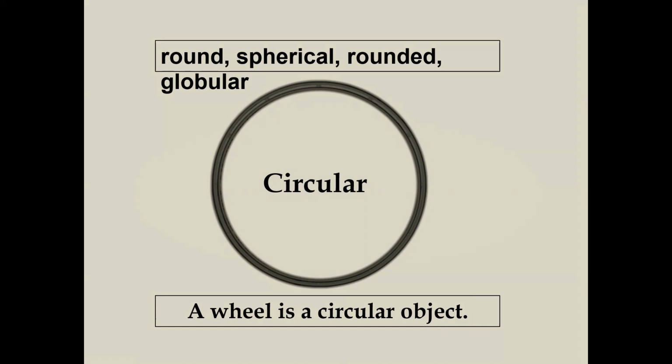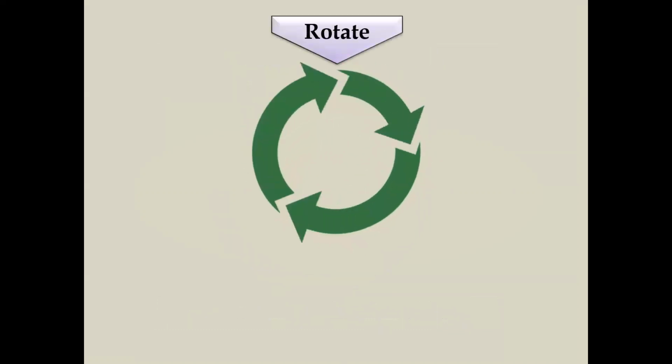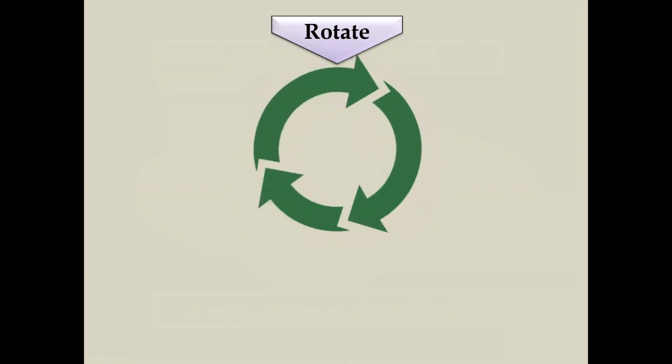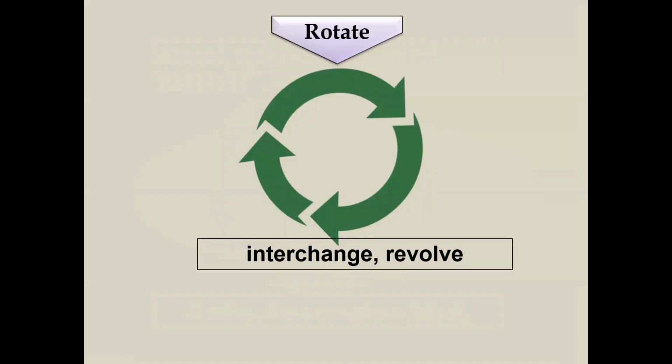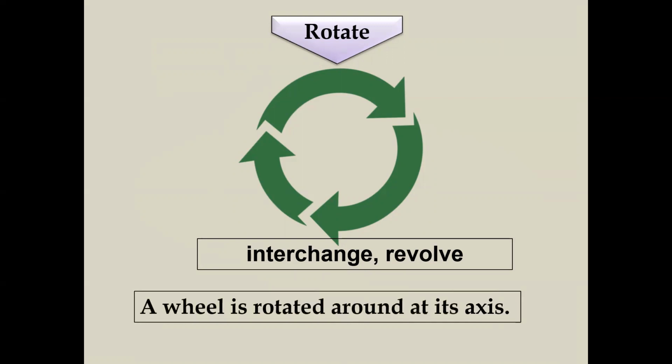In your notebook, write down the new words and also make a sentence with this word circular. Underline the word circular. It's a new word for you. Then number 2, rotate. You see rotating, moving or revolving. It means move, revolve. And an example sentence using rotate: A wheel is rotated around its axis.